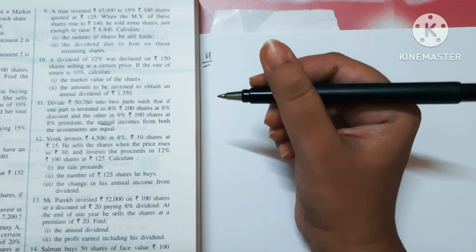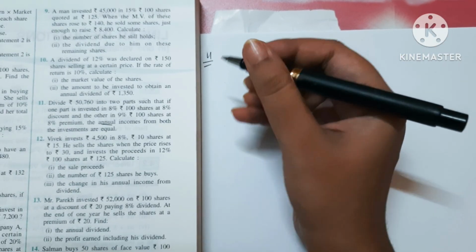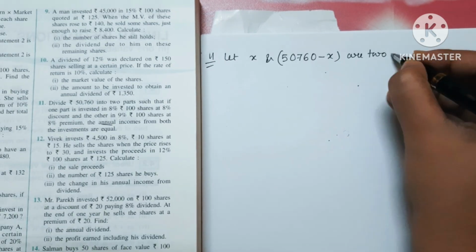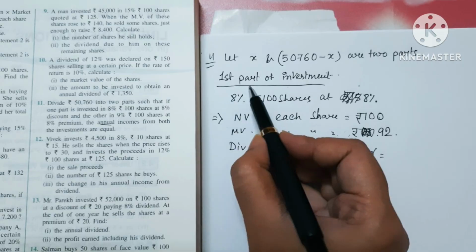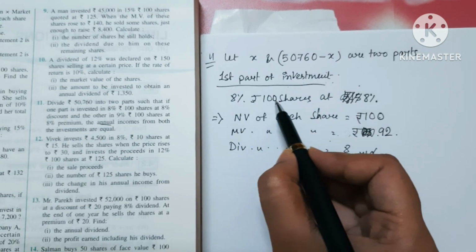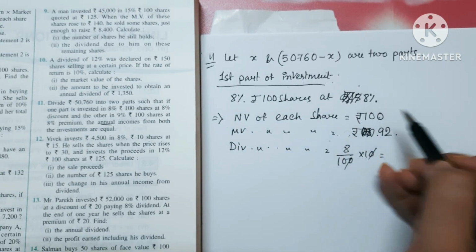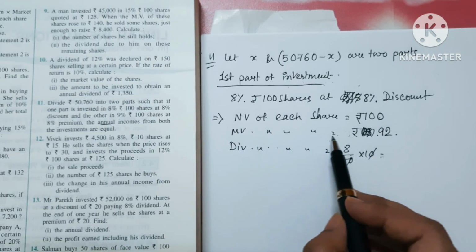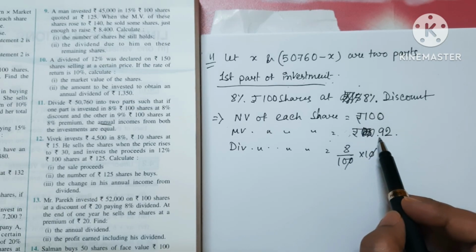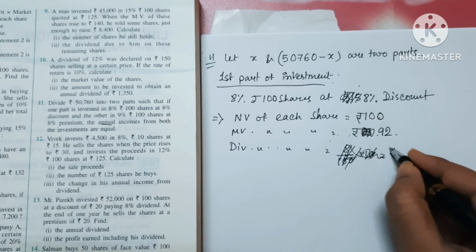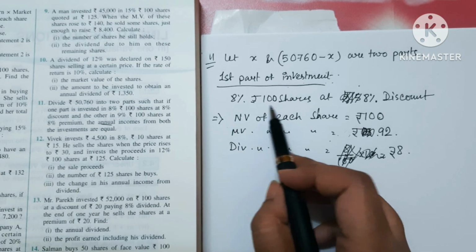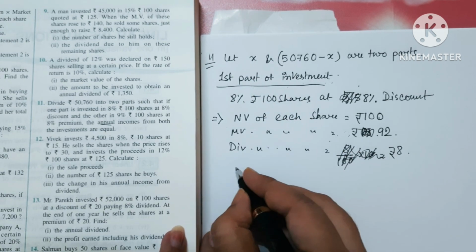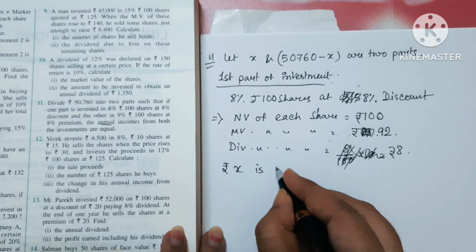Divide this into two parts such that if one part is invested, let this be X, and this minus X is the other part of investment. The first part of investment is 8%, rupees 100 shares at 8% discount. That means nominal value of each share is rupees 100. Market value of each share is 100 minus 8, that will be 92. Dividend is rupees 8, 8% of 100, and X is the total investment here.